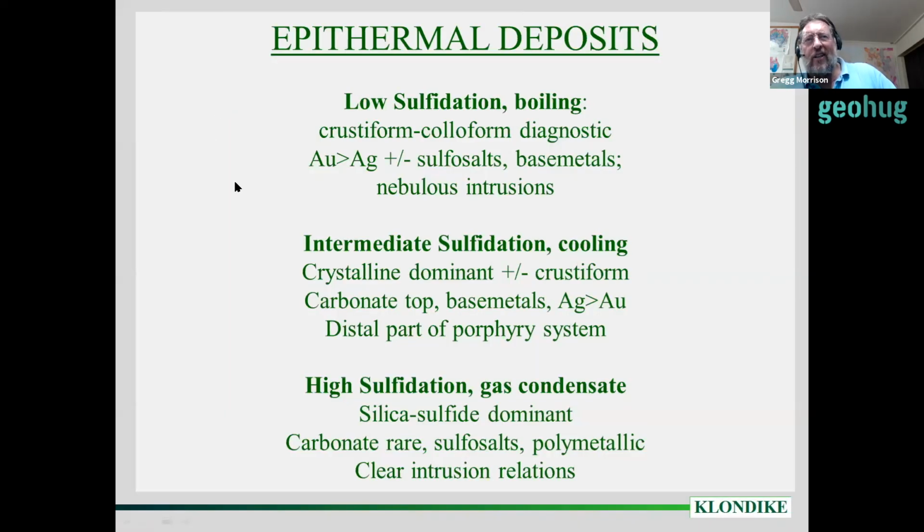I put this slide in because I thought we might have this conversation a bit. If you're willing, I could spend a couple of minutes on it. And that is the difference between low, intermediate and high sulfidation things in terms of their textural and geochemical characteristics. So, this is very simple and crude, but it's a simple way of telling the difference. And in our boiling zone ones, the Crustiform-Colloform zone is diagnostic. And you tend to get gold more than silver with sulfur salts and base metals.